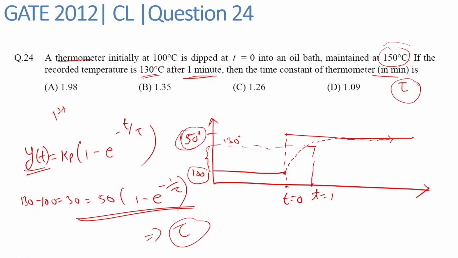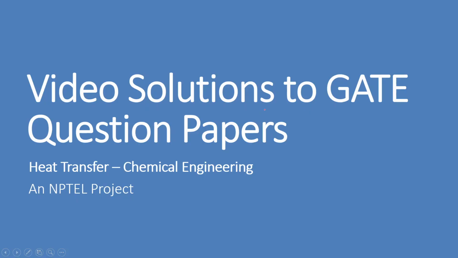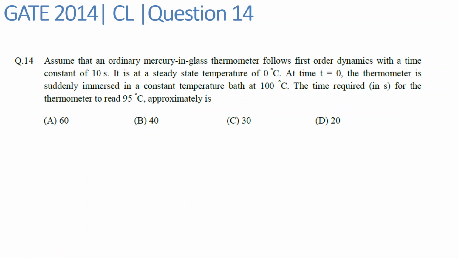So this was all we covered in the last class related to modeling of the first order system for thermometer, and then a few of the characteristics of first order system, and then we looked into this example of step response corresponding to this example. So now let's look at the second question.